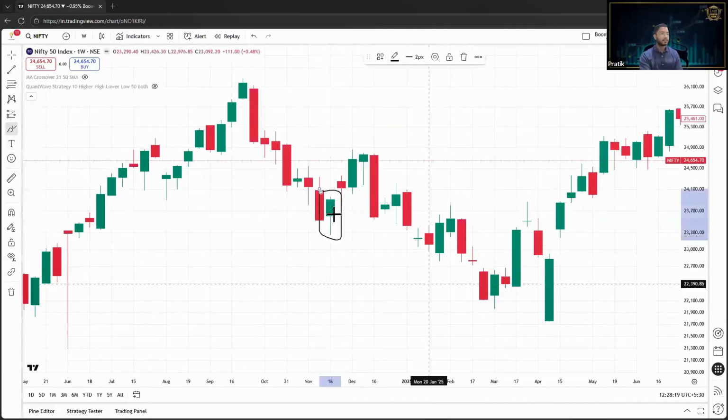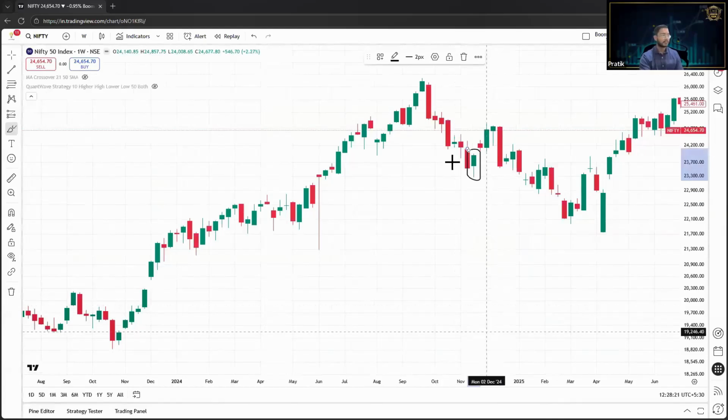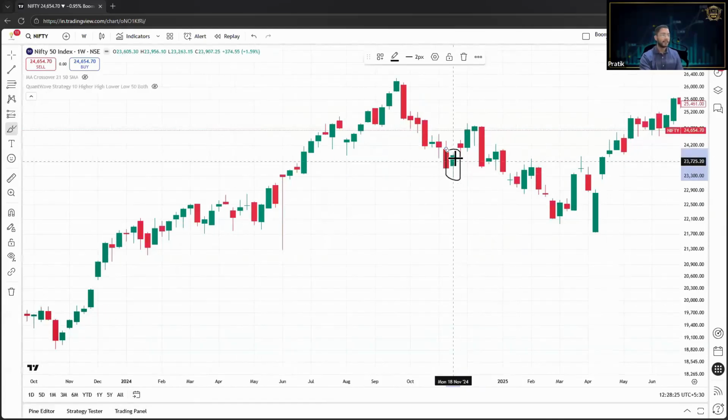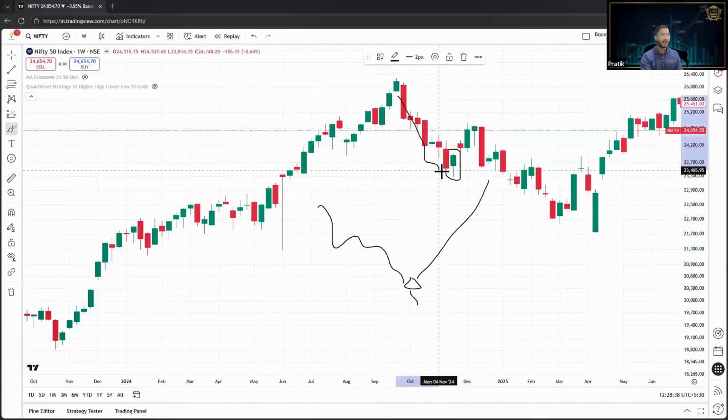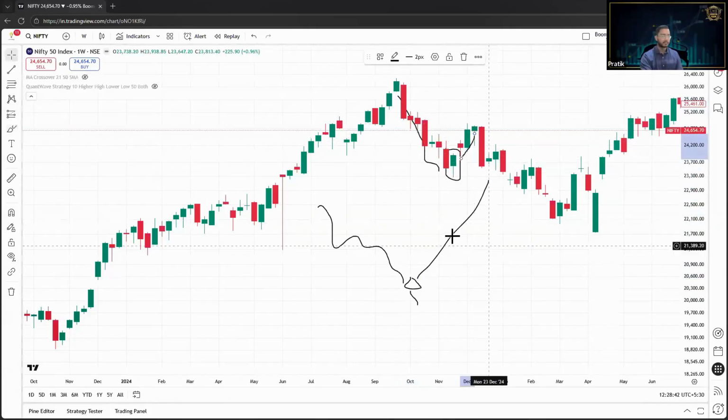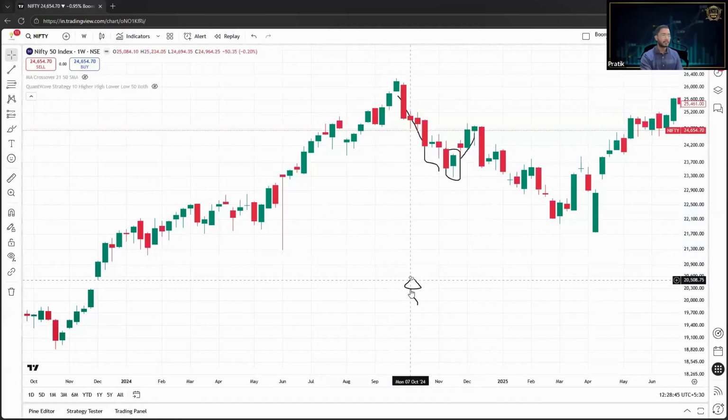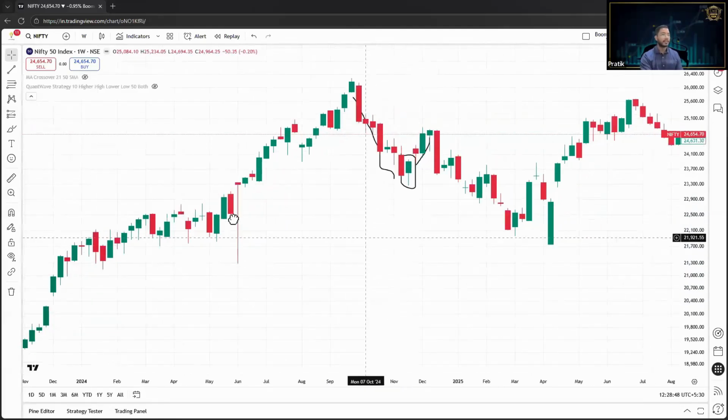This one? This one hammer? Can I call it a hammer? Yes. Perfect. This is not a hammer, because for a hammer the market has to come down, then a hammer has to be formed. Like this. The market has come down, a hammer is formed. This is a hammer, and the price has gone up after this. Okay, hammer is clear.